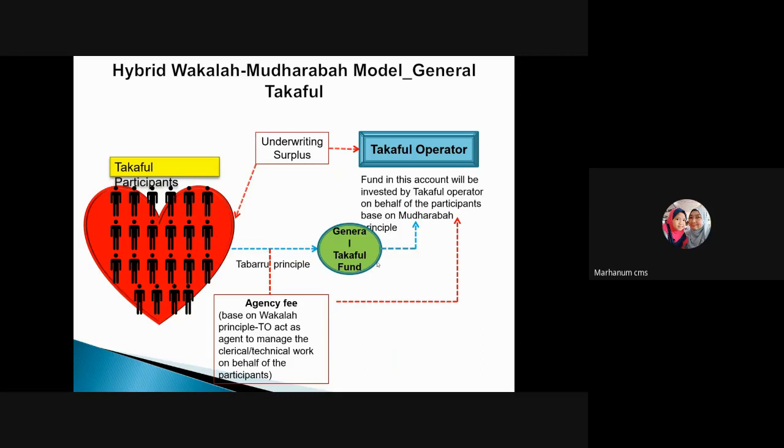So most of them just prefer the wakalah model. Why? They act as a wakil on behalf of the participant, a wakil to manage the takaful fund, to pay for the claims, or as agents to do everything with regard to the takaful fund, which includes the investment. So to avoid the issue of profit sharing under mudarabah contracts later on, that is why they simply adopt a wakalah model.